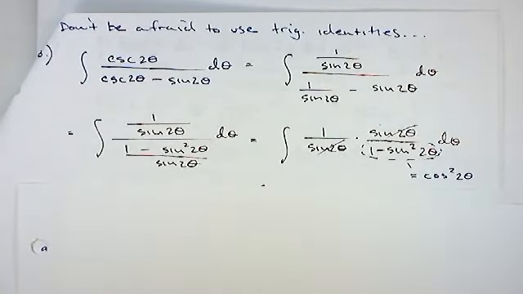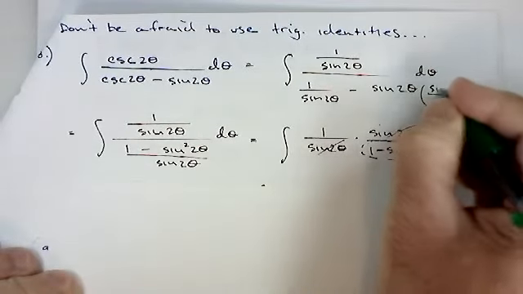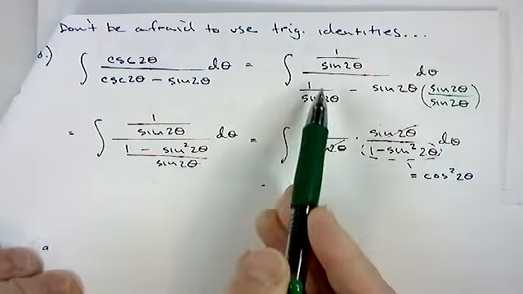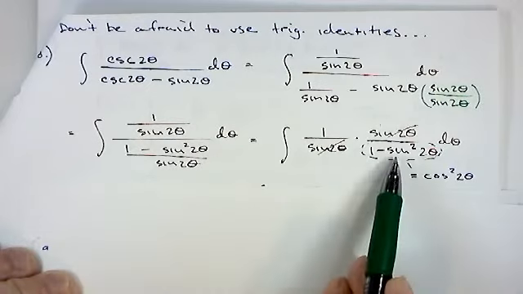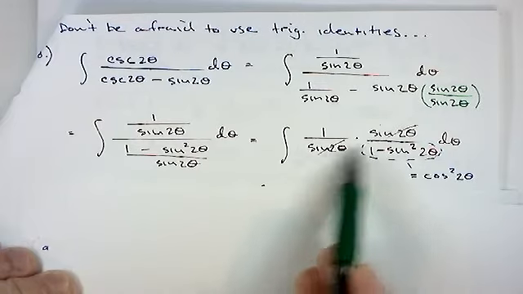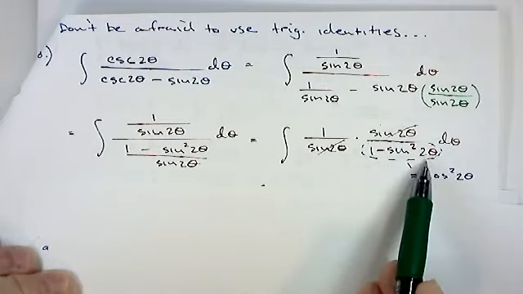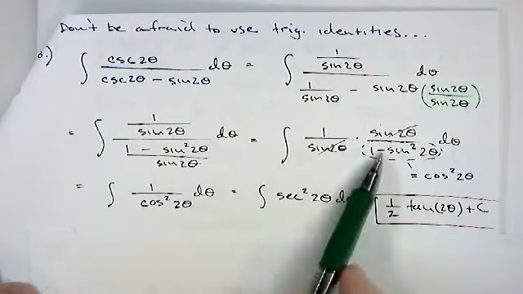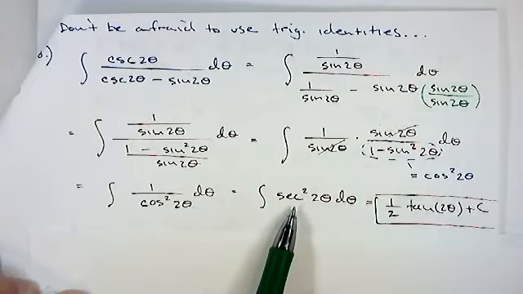Multiply top and bottom by sine 2 theta. So that will give me 1 minus sine squared of 2 theta, all divided by sine of 2 theta. Now I have a fraction divided by a fraction, so we can flip and multiply. The sine 2 thetas cancel out. And using a trig identity here, 1 minus sine squared of 2 theta is equal to cosine squared of 2 theta. So all of this could now be written as 1 over cosine squared of 2 theta. And remember, that's also known as secant squared of 2 theta.